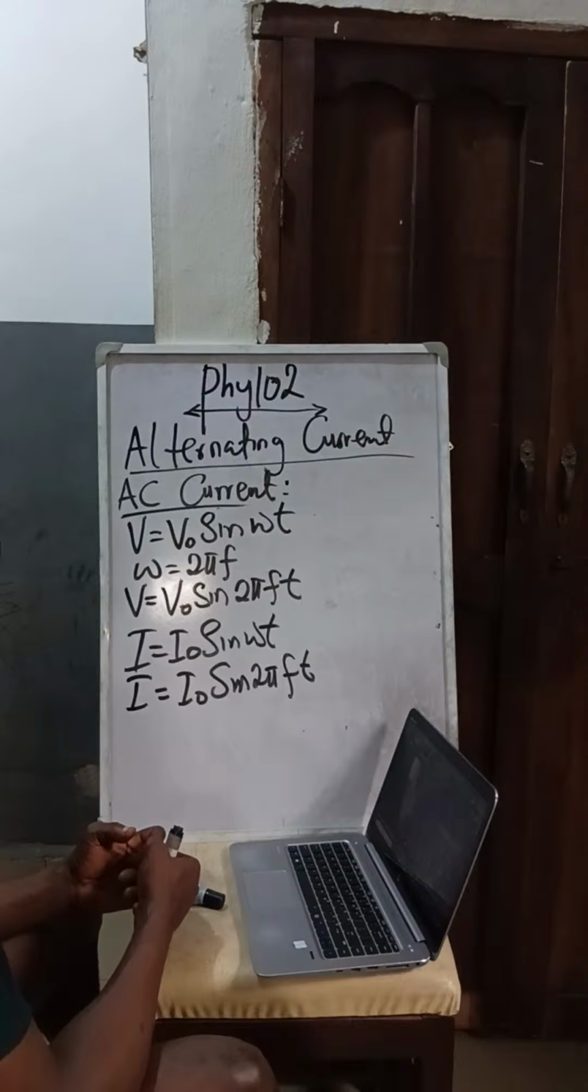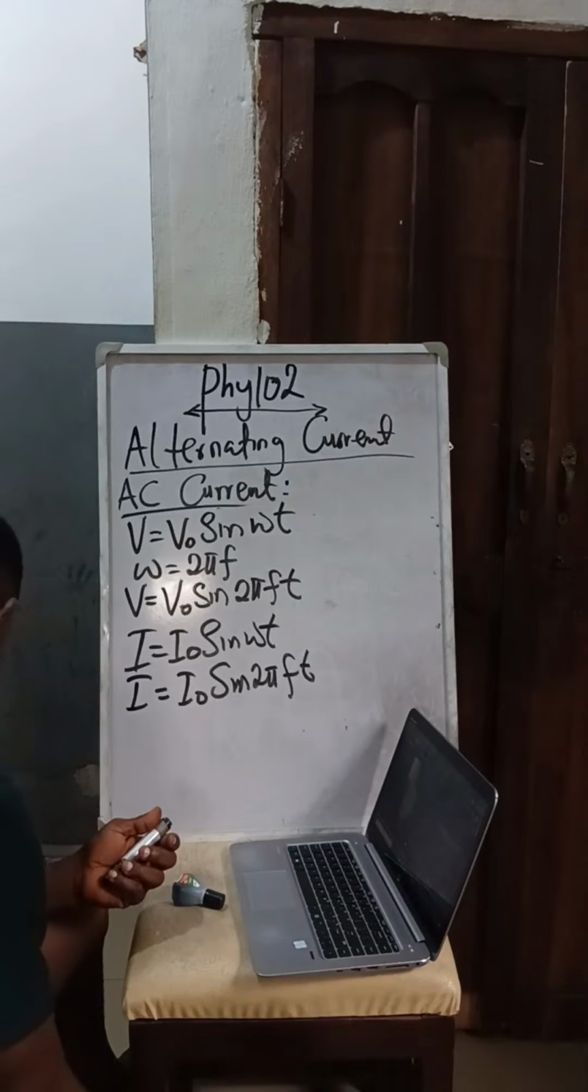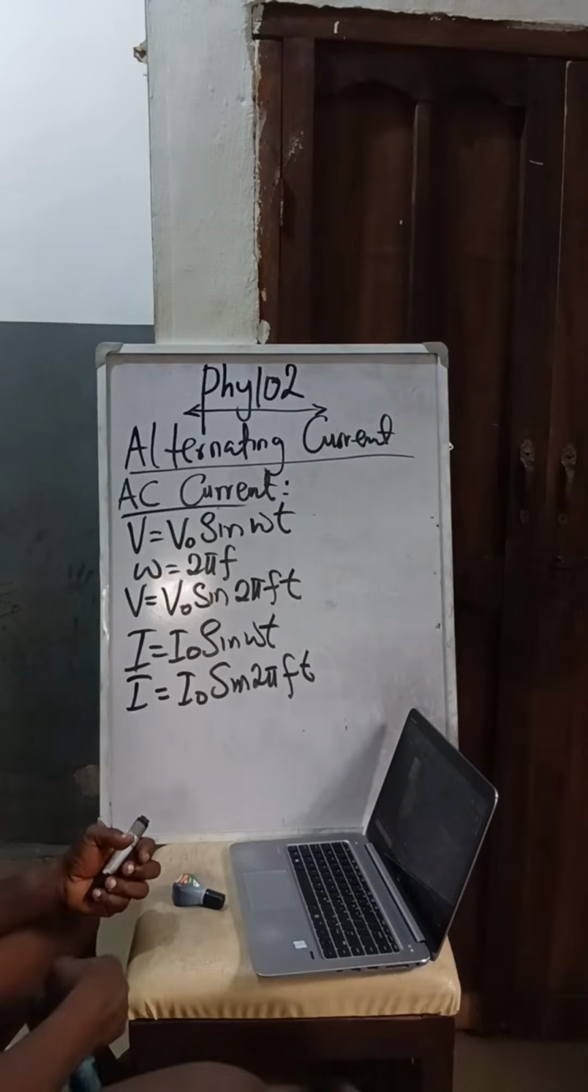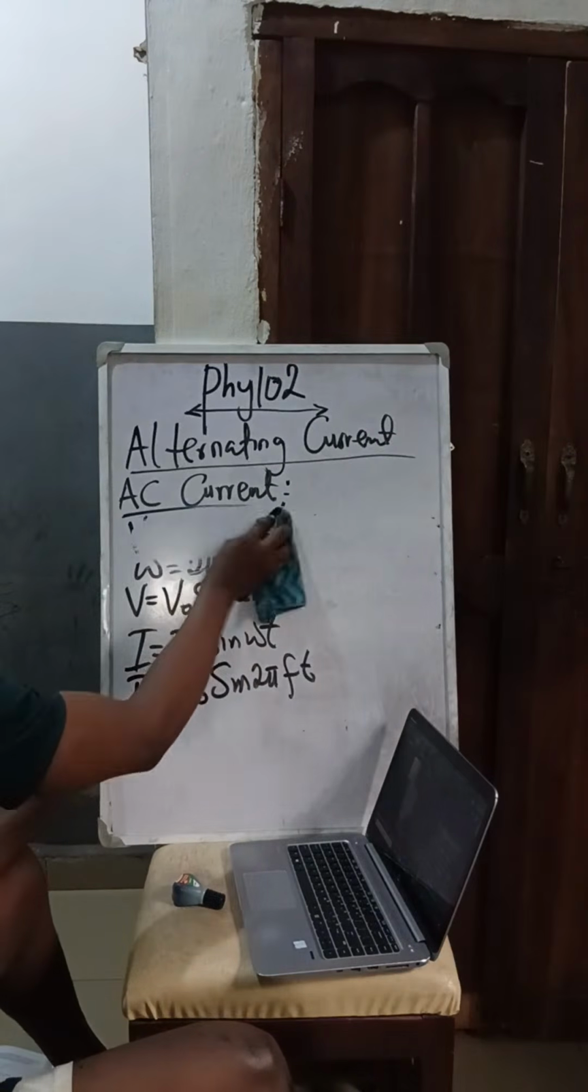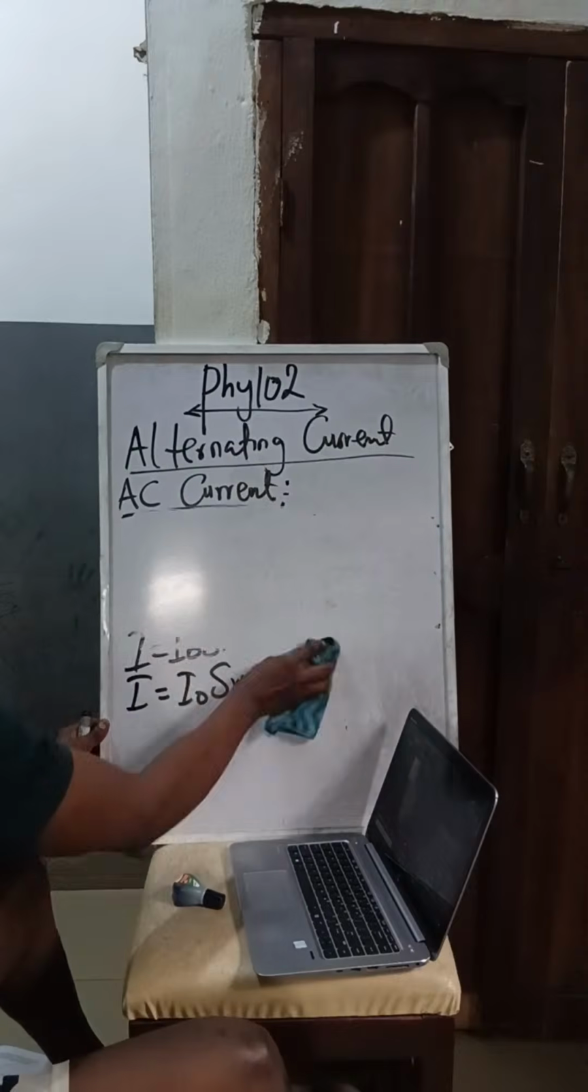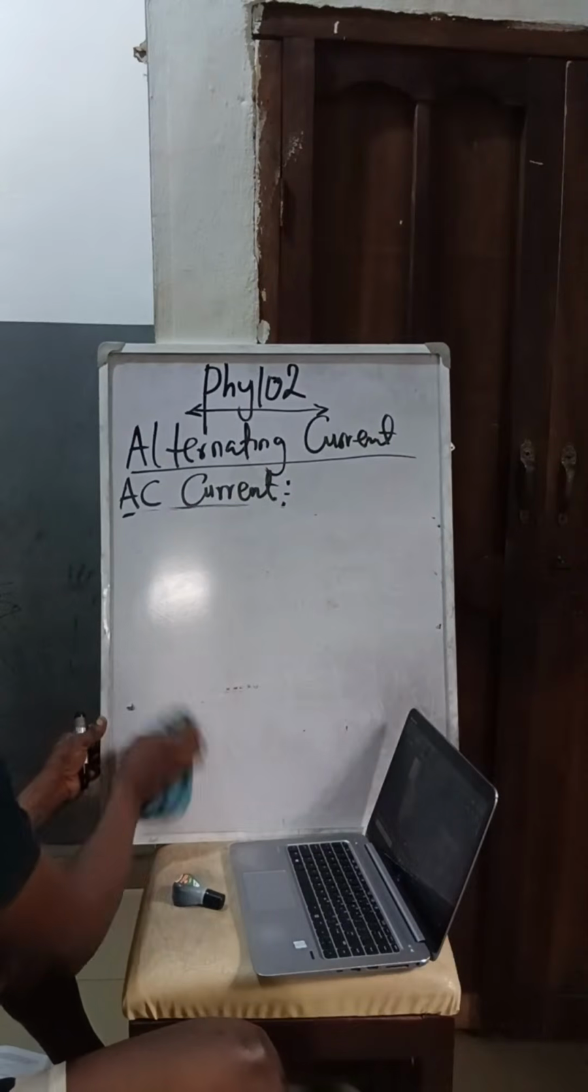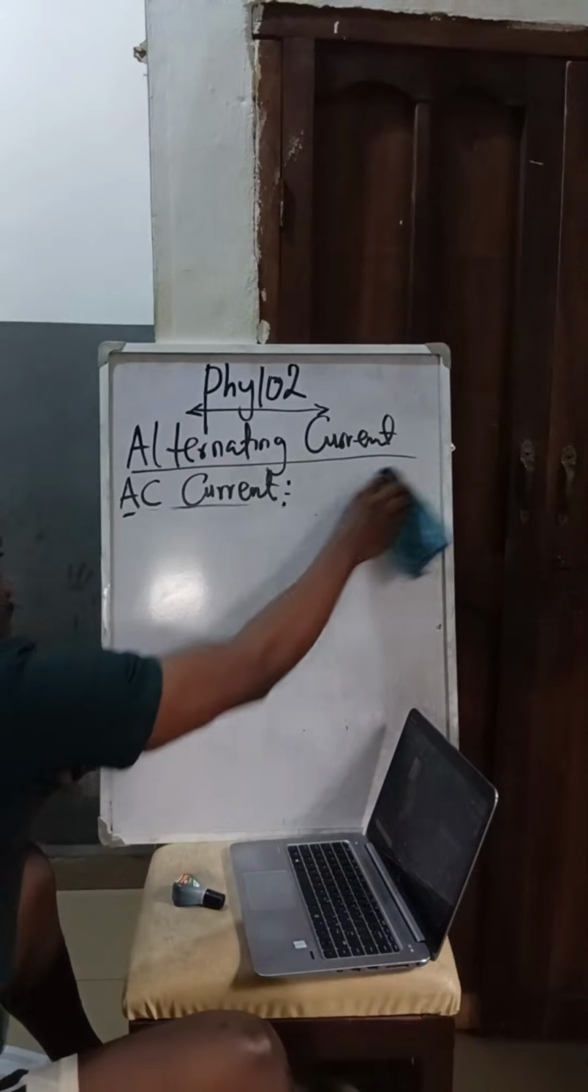Now, there is what we call the root mean square. The root mean square. Okay? When we talk about the root mean square, we have root mean square voltage or root mean square current.